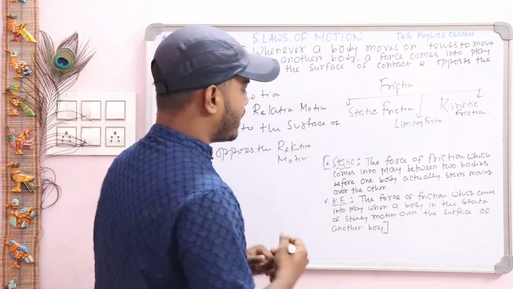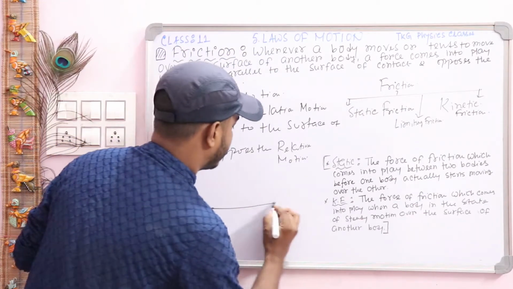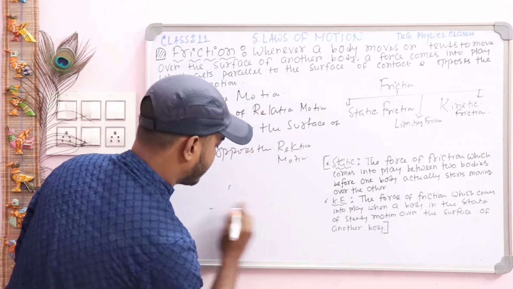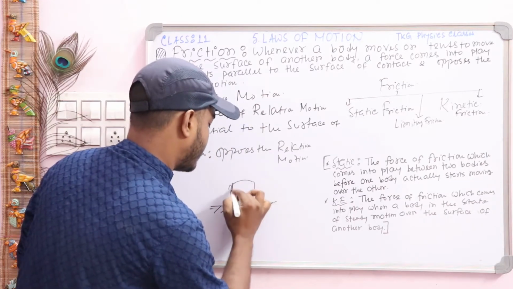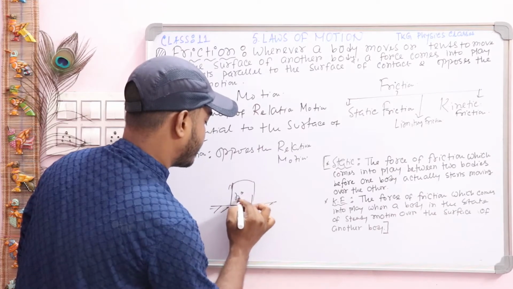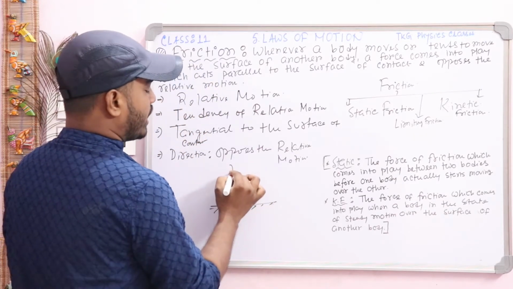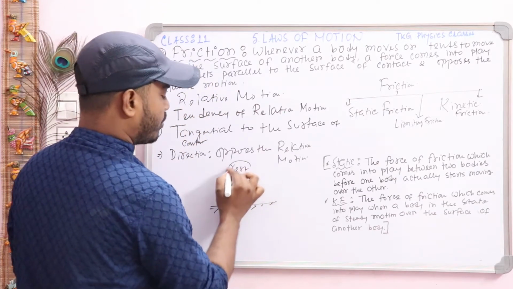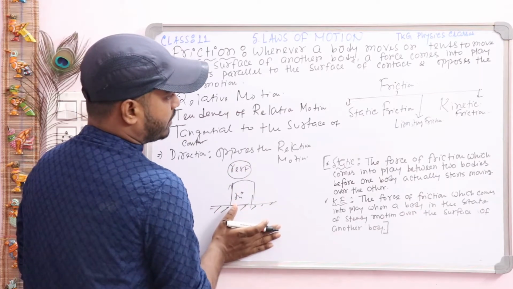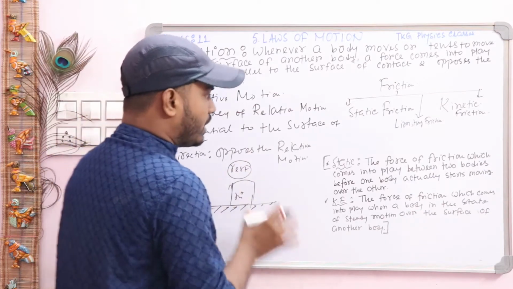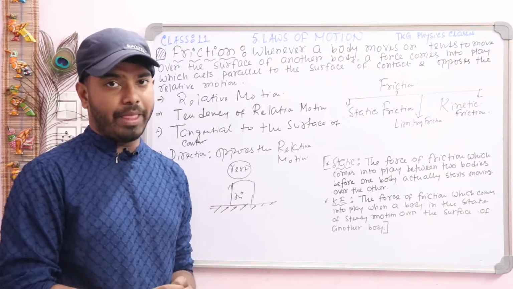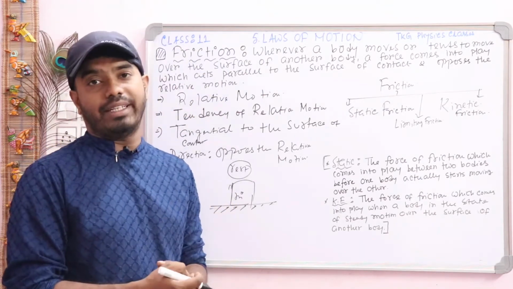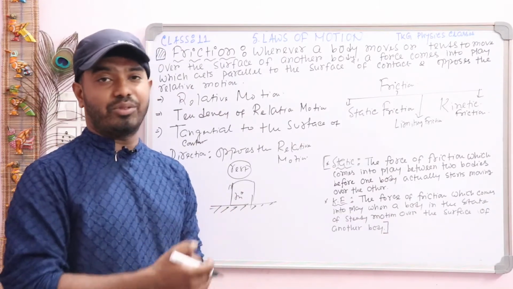Okay, suppose this is a surface, and on this surface a body of mass m is placed. So the body is initially at rest, no external force applied on this body. So in that condition is there frictional force? Answer is no. There is no external force applied, so there is no frictional force.